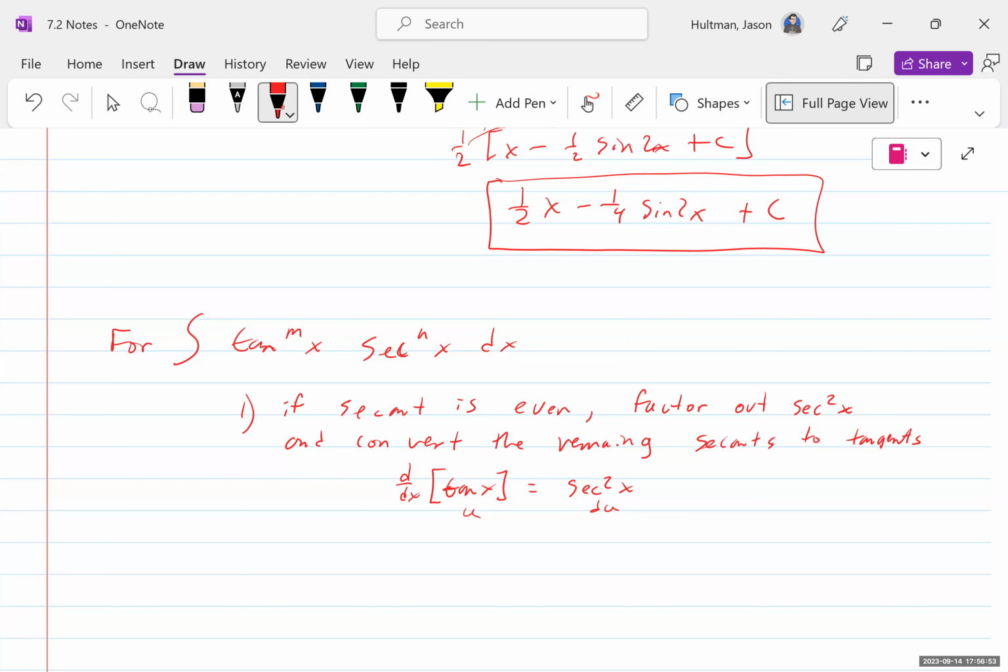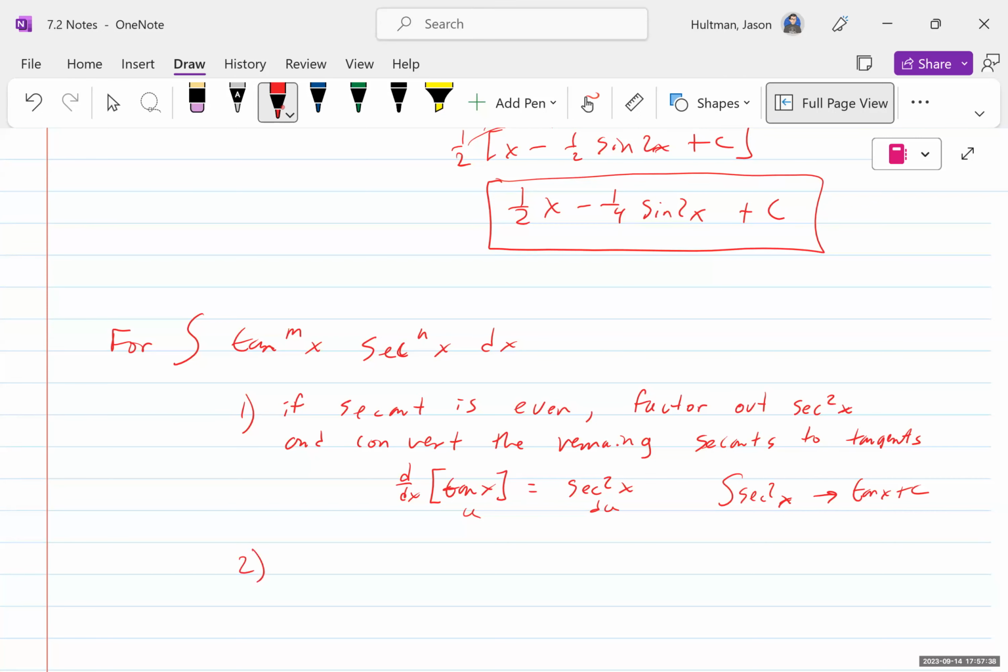So Professor, if it's just secant squared x, do you just factor it out and continue on? That's a great question. If it's just secant squared x, then what's the integral of secant squared? It's tangent. It's just that process in reverse. We integrate secant squared x, and that would just be tangent x plus c. Right?